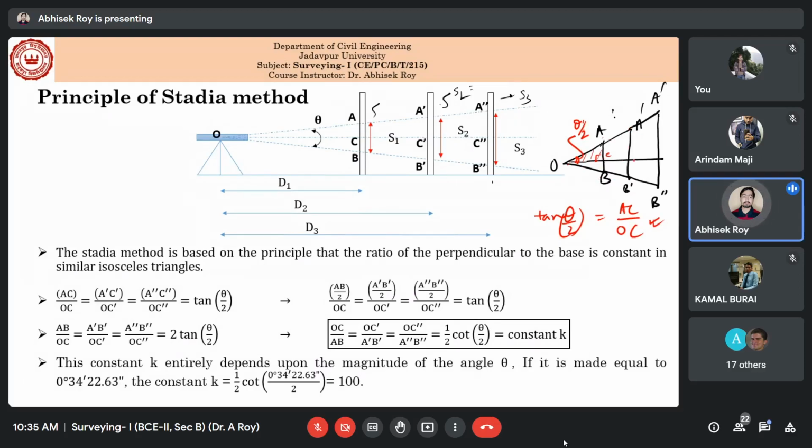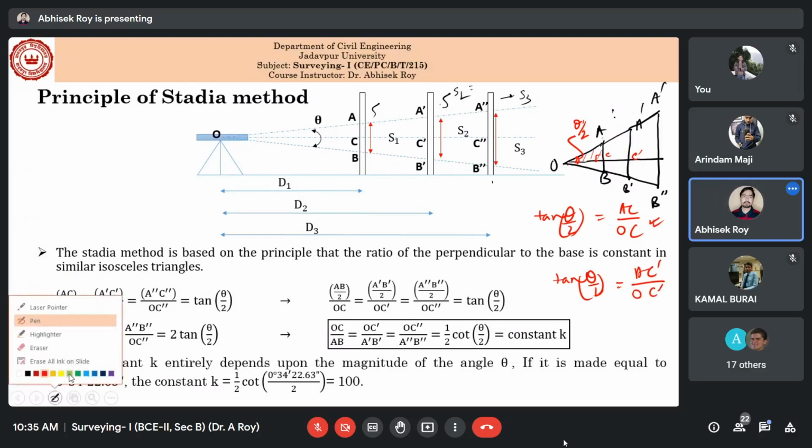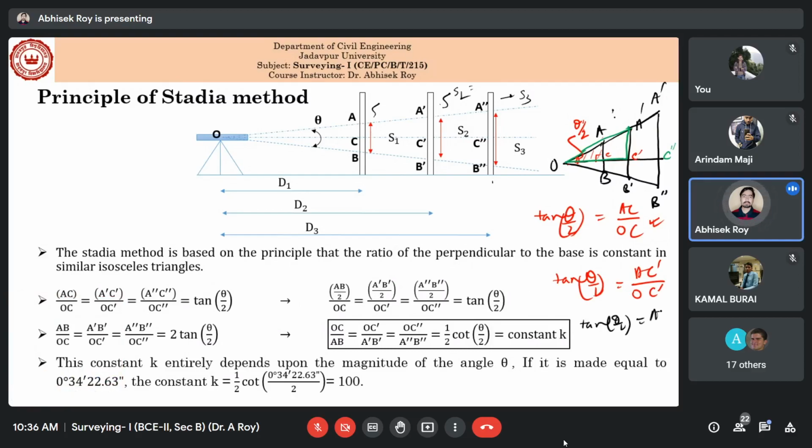Okay, now if you take the slightly larger one, that is the triangle OA'B', or OA'C', then from that triangle you can write tan theta by 2 equals A'C' by OC'. Similarly, for the bigger one, OA''C'', you can write tan theta by 2 equals A''C'' by OC''.